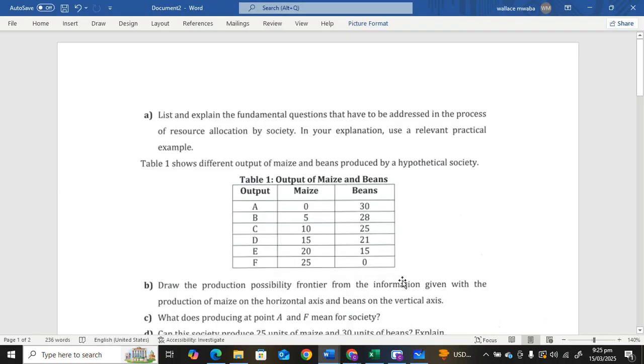So as I said, I'll make notes for you so that you see how you answer these types of questions, so that you get the maximum points in your exam.